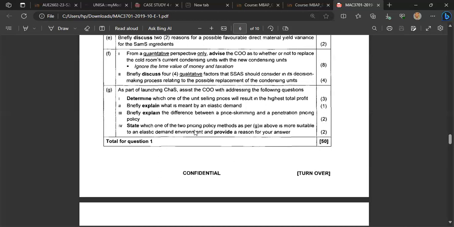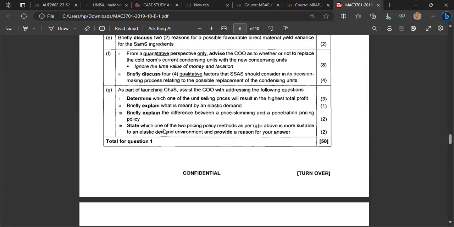And then state which one of the two pricing policy methods as per part 3 above is suitable for an elastic demand environment, and you provide reasons for your answer. So if the demand is elastic, then you are looking at a situation where a slight change in the price is going to result in a very big change in the quantity demanded.